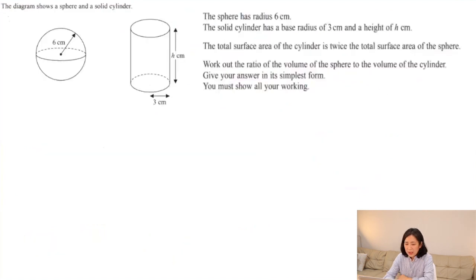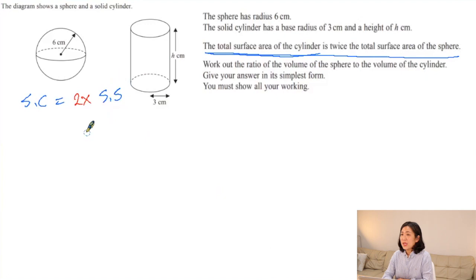So now we've got two shapes, that's a sphere and a cylinder. And then here, the most important part of your question is this. The total surface area of the cylinder is twice the total surface area of the sphere. So this is going to be quite a challenging question. But first of all, just write down this sentence in a simpler version. The surface area of the sphere times 2 will be the surface area of the cylinder. Then now things are quite clear.